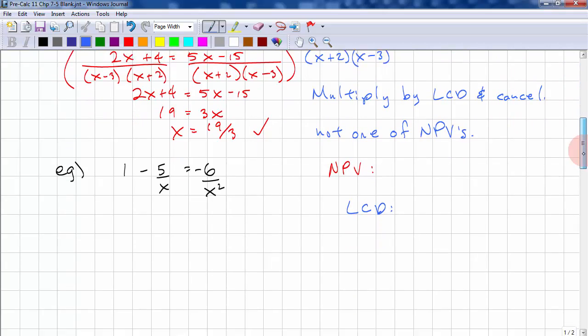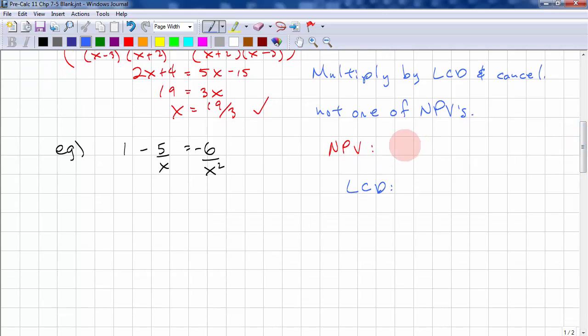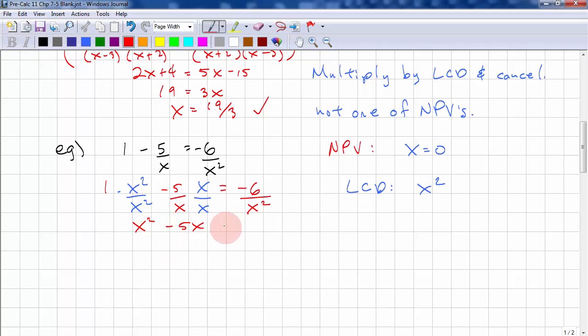Okay, let's look at the next example. Our non-permissible value is simply x equals 0. So 1, and this needs to get multiplied by x squared over x squared. Our lowest common denominator is x squared. Minus 5 over x, this needs to get multiplied by x over x. And this doesn't need to be multiplied by anything. So we'll expand. We have x squared minus 5x all over x squared equals negative 6 over x squared.